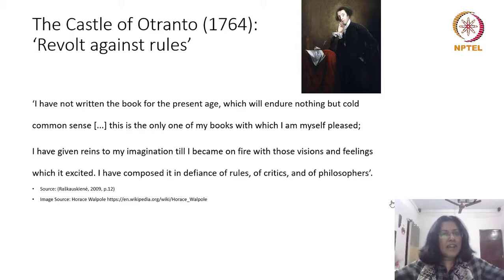And he says that, "I have let my imagination loose. I became on fire. I was inspired to write this. I was spirited to write these visions and feelings." So all these come to his mind, all these visions about the characters of Manfred and all those figures that we can see in the Castle of Otranto have come to him as if in a vision. And he says, "I have composed it in defiance of rules." All kinds of rules have been broken. I have disregarded the critics and the philosophers in order to construct this text.